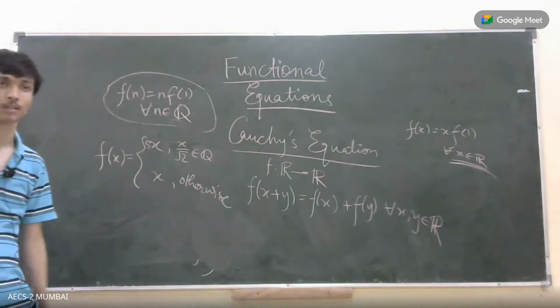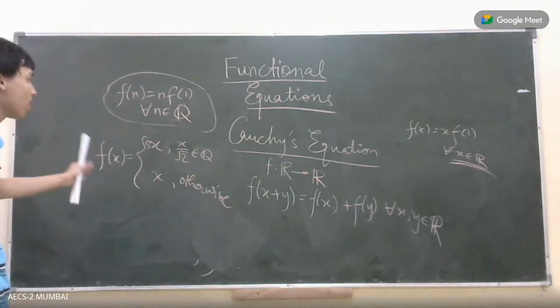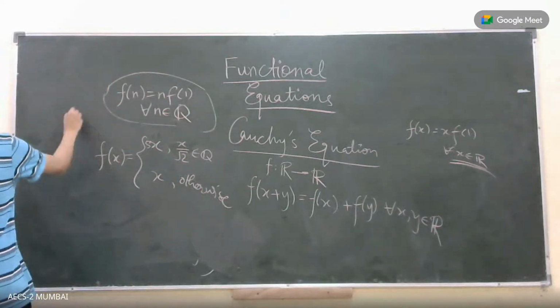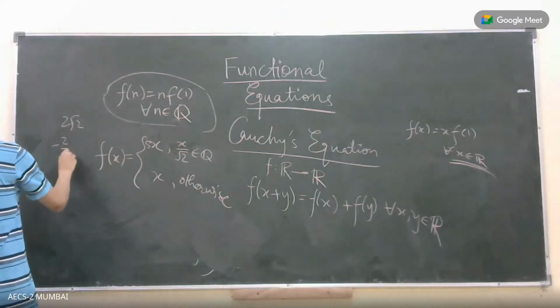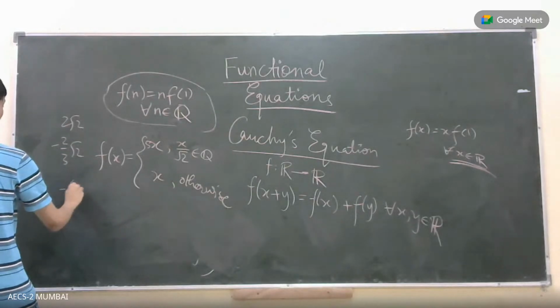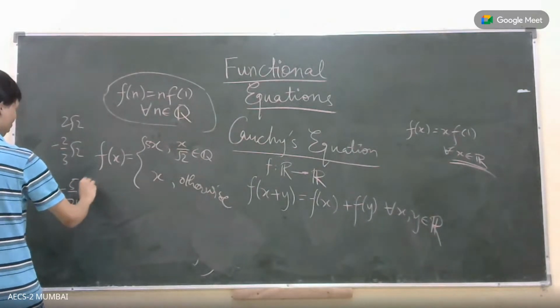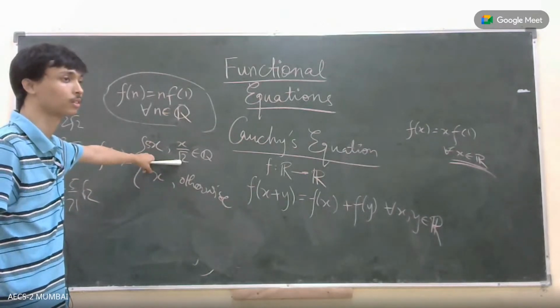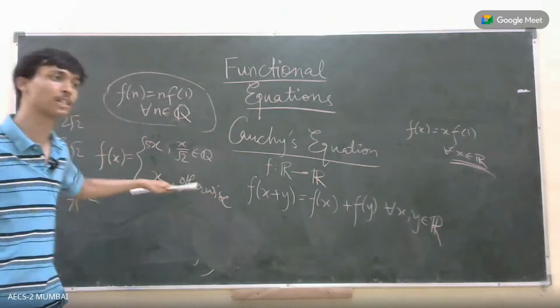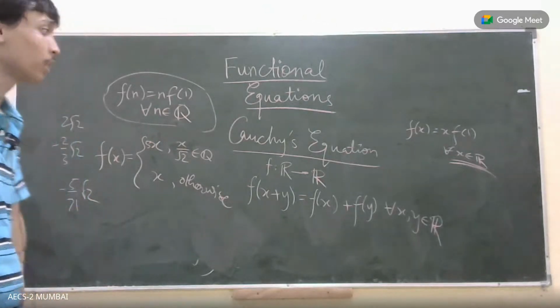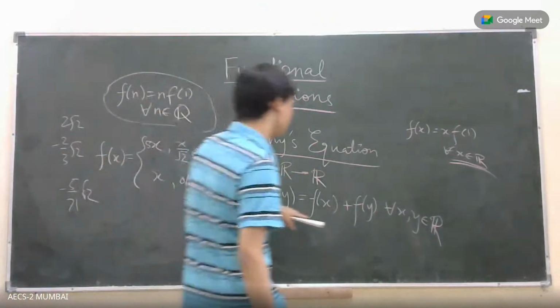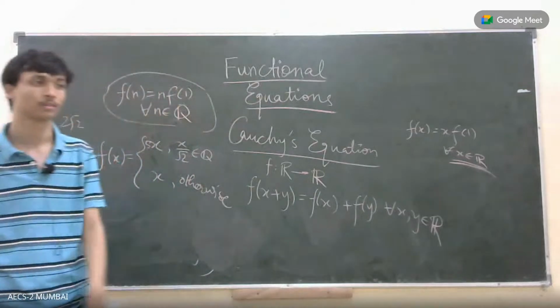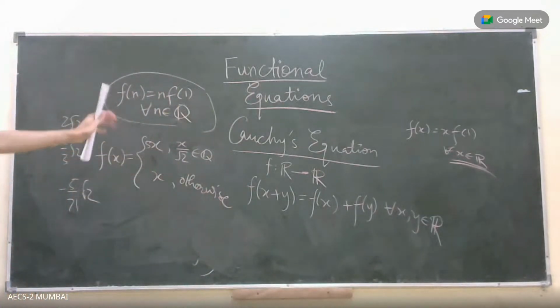Take this function. What I did was that for all rational multiples of root 2, so 2 root 2, minus 2 by 3 root 2, minus 5 by 7 root 2, for all rational multiples of root 2, I define f to be 5x. And for all other numbers, I define it to be x. You can check that this function also satisfies this. Can anyone tell me why?